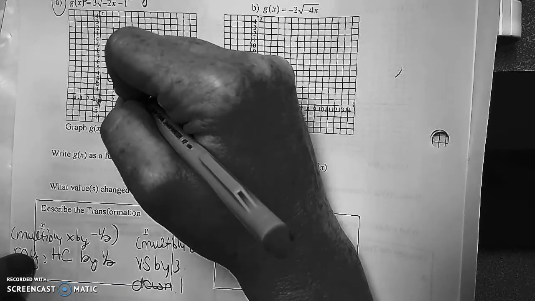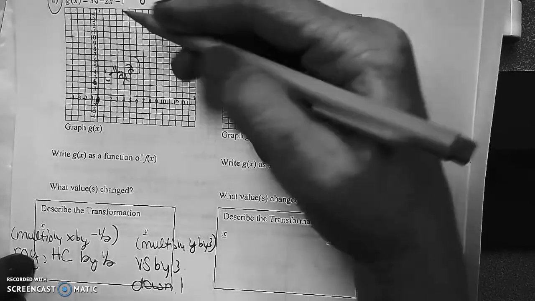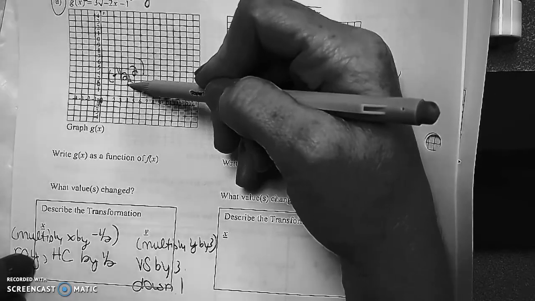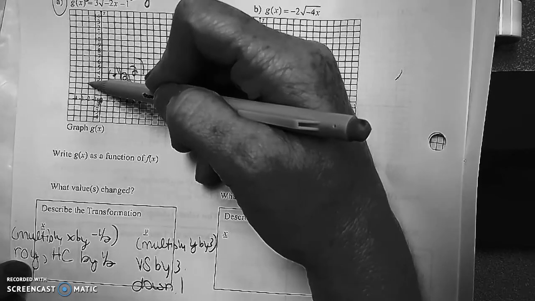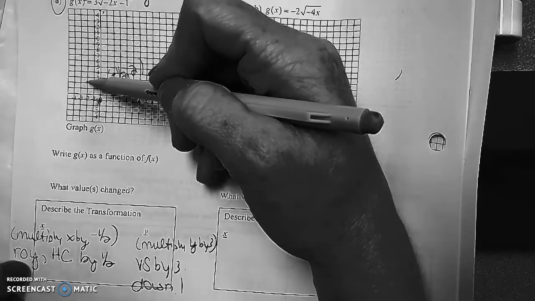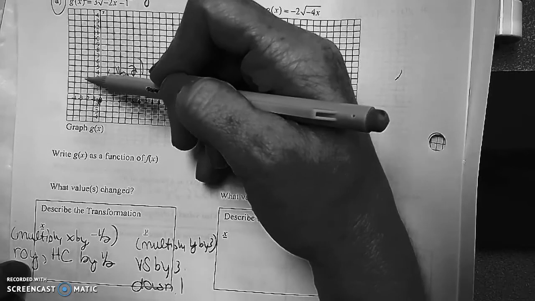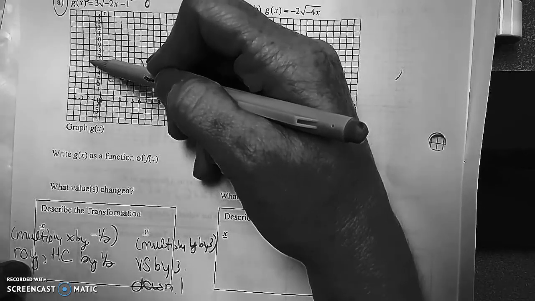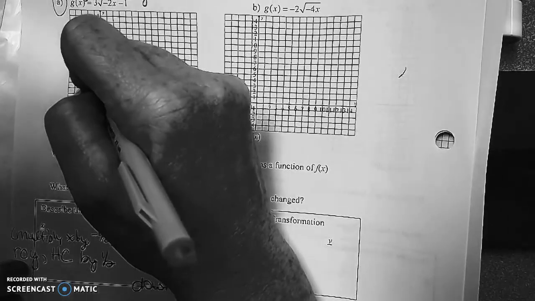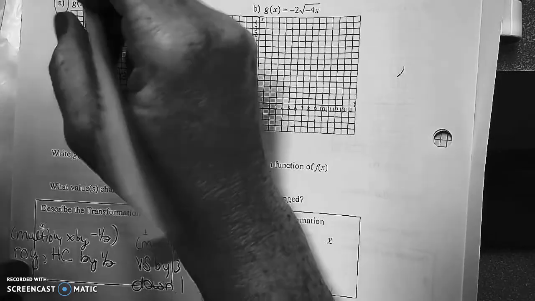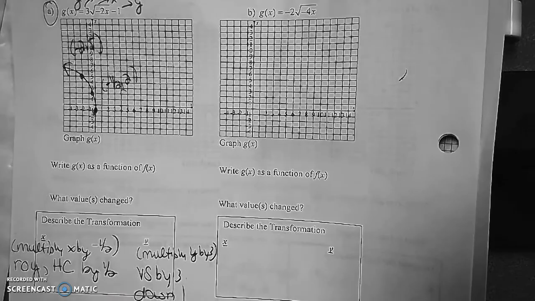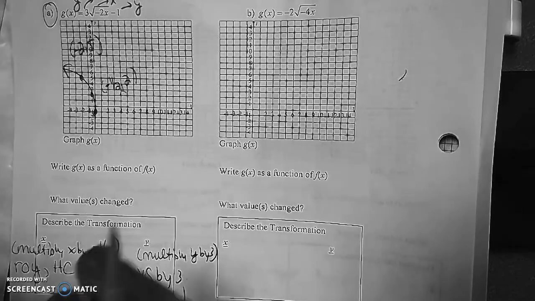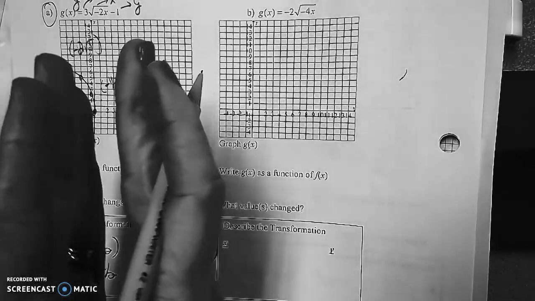Multiply my x value by a negative 1/2. Currently, that x value of 4, 2 is at 4. 4 times negative 1/2 is negative 2. Multiply my y by 3. My y value is 2. 2 times 3 gives me 6. And then down 1. So I'm getting the point negative 2, 5. So as you look at that, we can see that it was compressed horizontally.